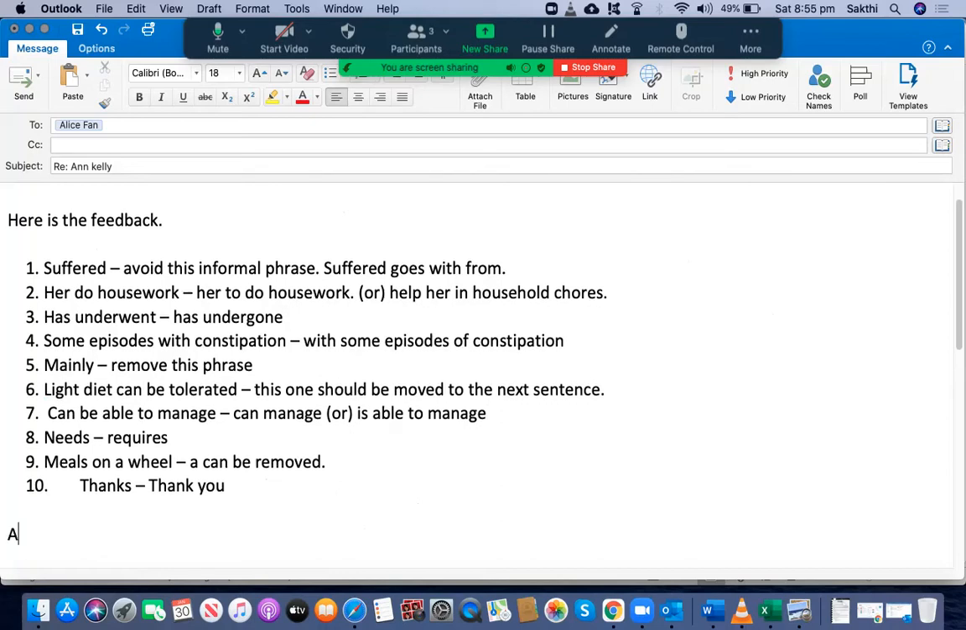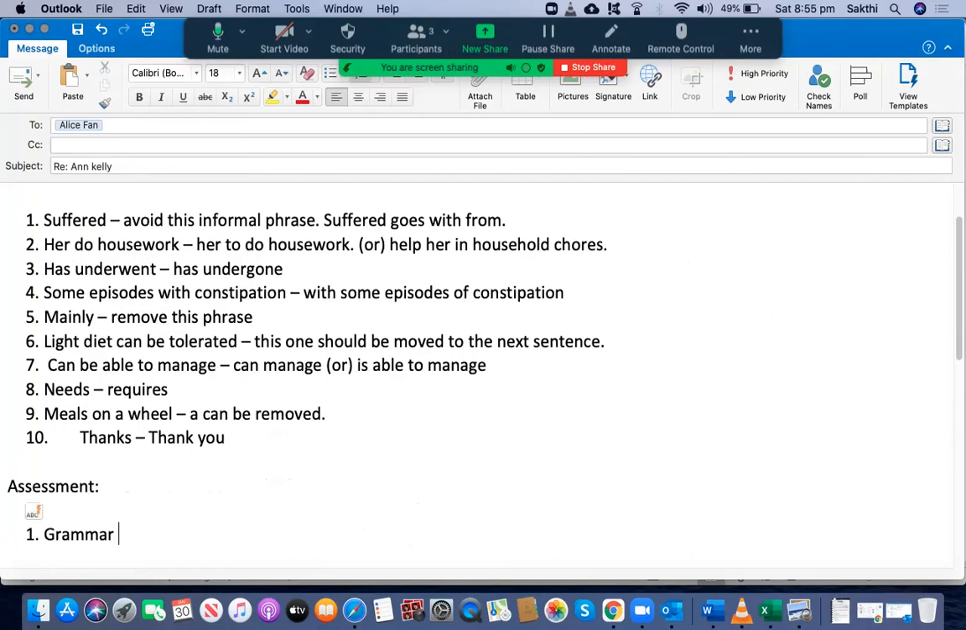All right, let me go through the assessment now. The only thing you need to work on is grammar. You have committed fewer grammatical mistakes when compared with your first letter. I think I gave you more than 25 mistakes in your first letter, but now you have reduced it to 10, which is a huge improvement. So grammar is the only area to be improved.